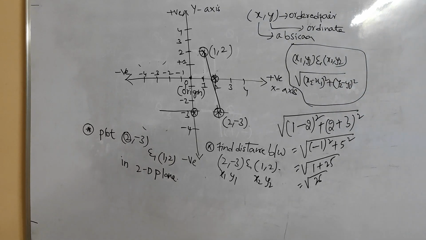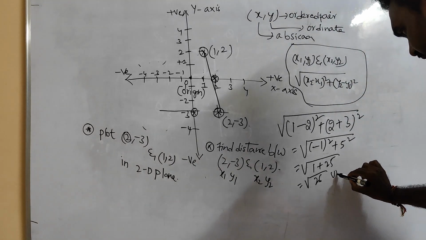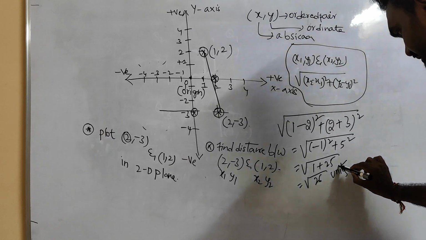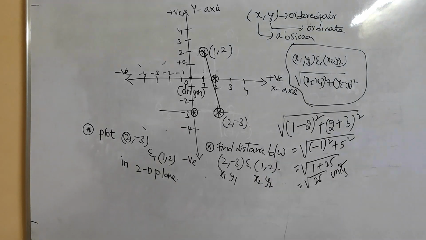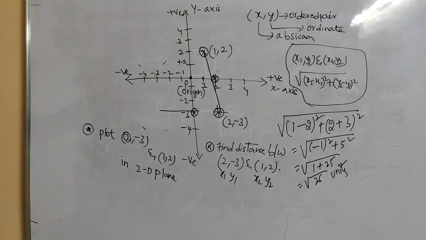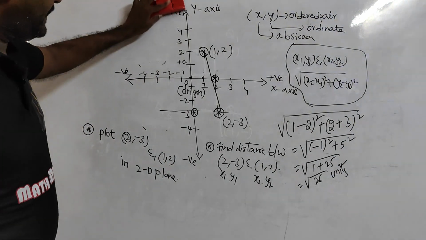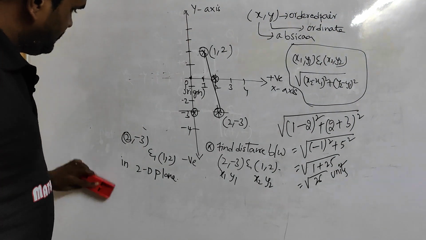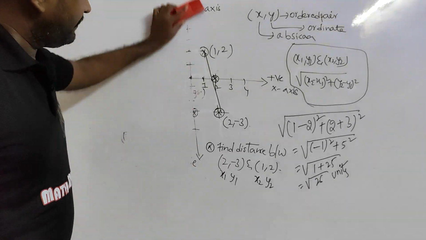Distance has to be some units, so you write units. If it is not given, you write units. Root 26 units. Like this you have to find distance between 2 points. Am I clear or not? Shall we do another problem? We will try to be clear regarding how to find distance. We will make little difficult in doing. We will do another problem.